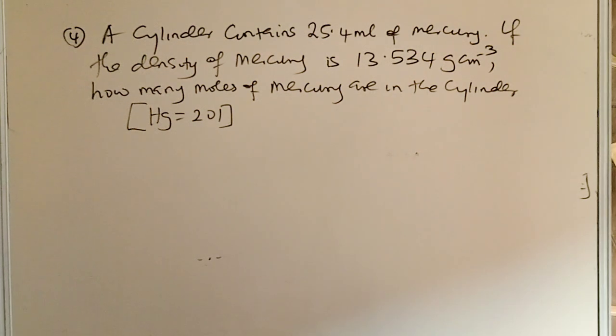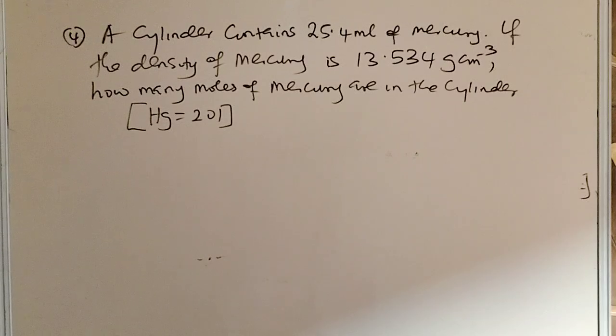Let's look at the question on the board that said a cylinder contains 25.4 milliliter of mercury. If the density of mercury is 13.534 gram per cm cube, how many moles of mercury are in the cylinder? And you're given the atomic mass of mercury as 201. So look at the equation.